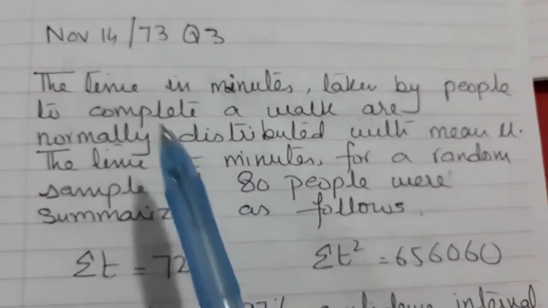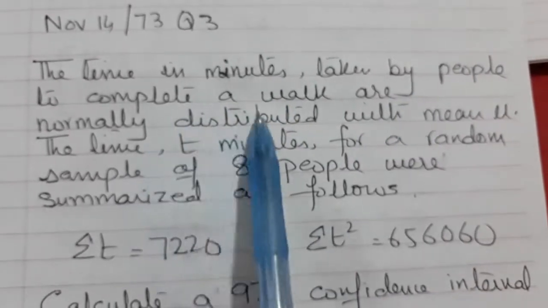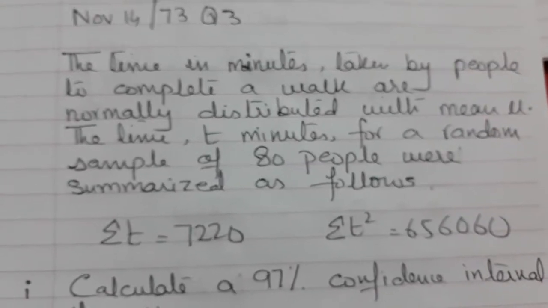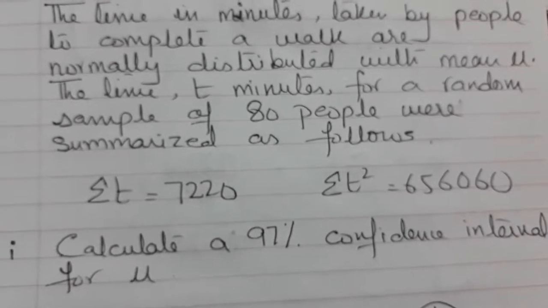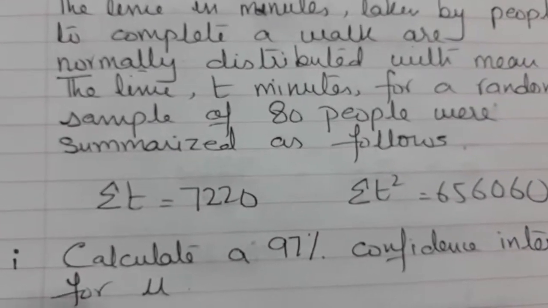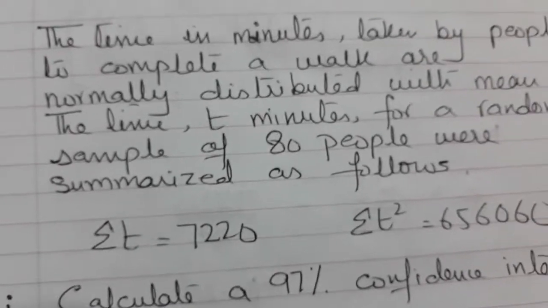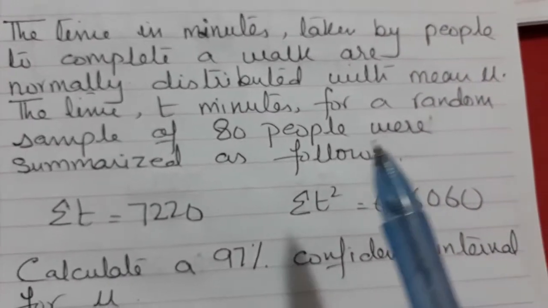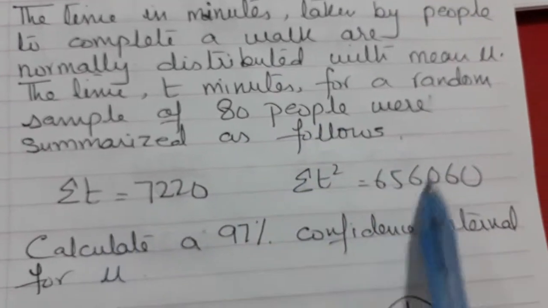So the question is saying the time in minutes taken by people to complete a work. So it's all about people completing a work, and it is normally distributed. So you are told that the population is normal, right? It may be normal or may not be depending on the question, but in this case it is normally distributed. And the question is saying a sample of 80 people is taken and the data is summarized like this.